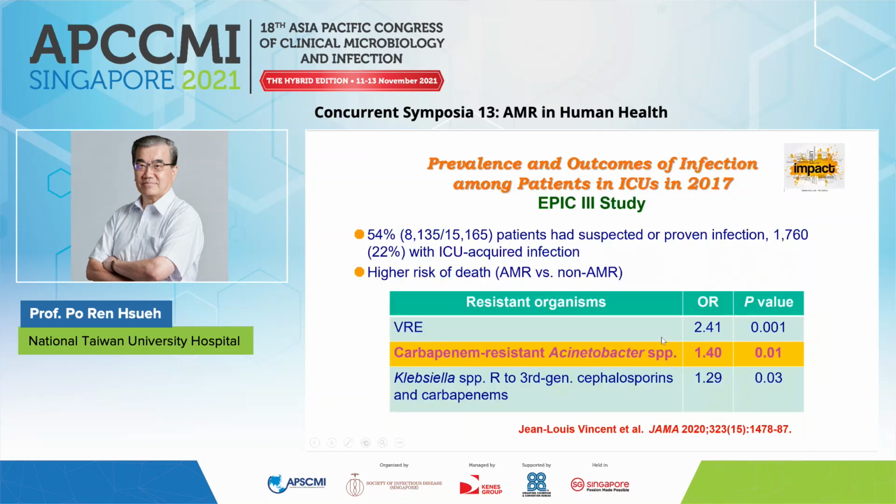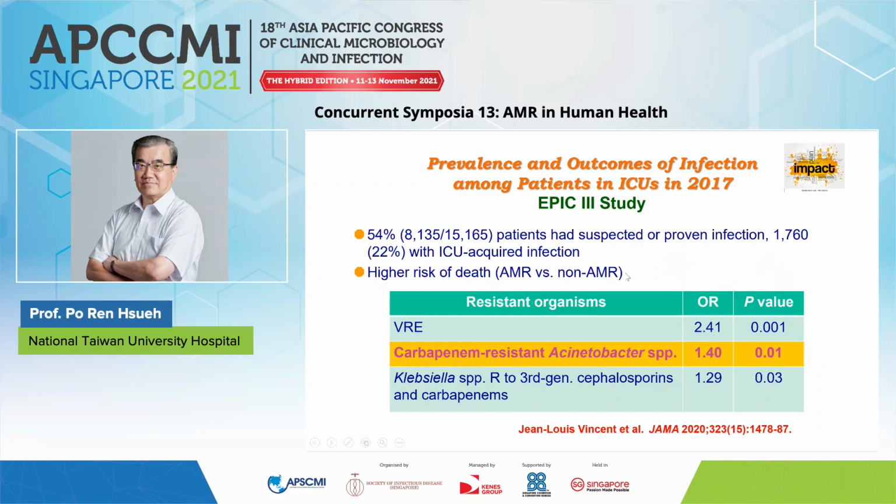Okay, so what's the impact of drug resistance? Before we talk about the treatment, in 2017, this study showed the prevalence and outcome of infection in patients in the ICU. Totally 15,000 patients had suspected infection, and 45 patients got a definite ICU infection. So they analyzed the AMR versus non-AMR, the high-risk cases.